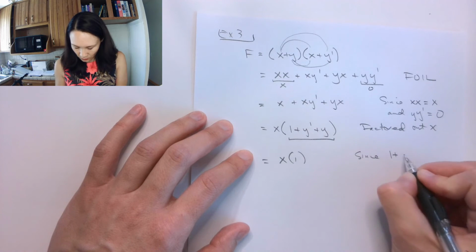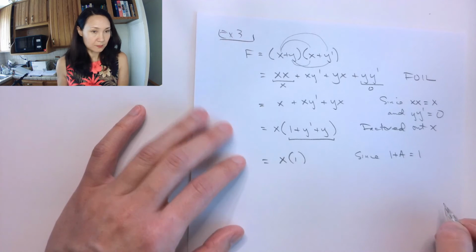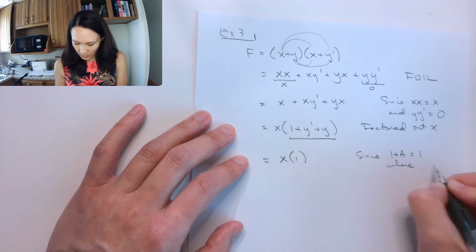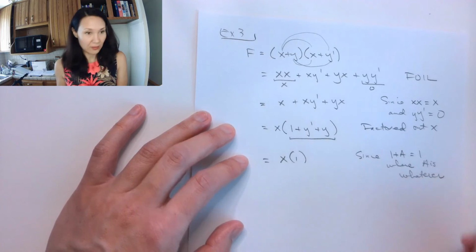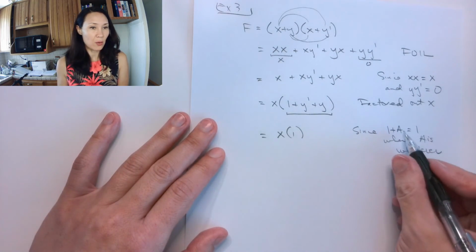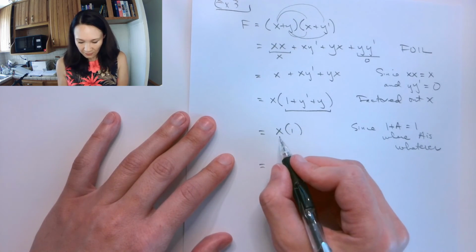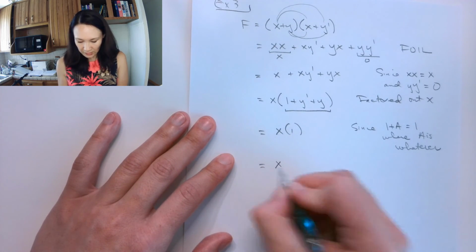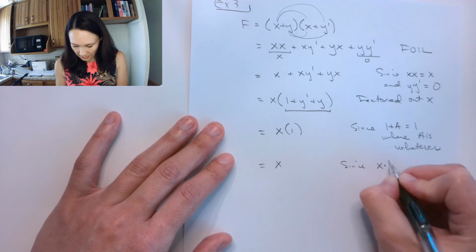since 1 or whatever is just equal to 1, where a is whatever, could be anything, doesn't matter. If we OR anything with 1, we get a result of 1. And then finally we have x ANDed with 1 is just going to be x, since x ANDed with 1 is equal to x.